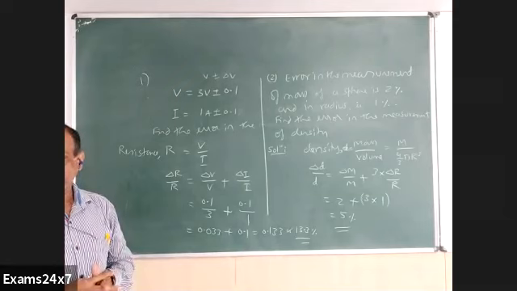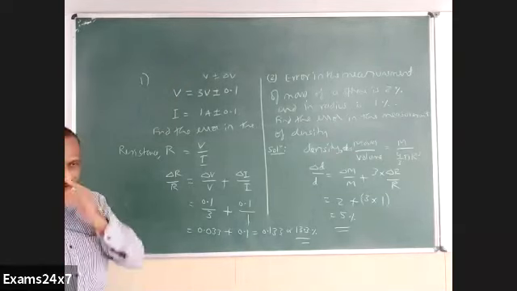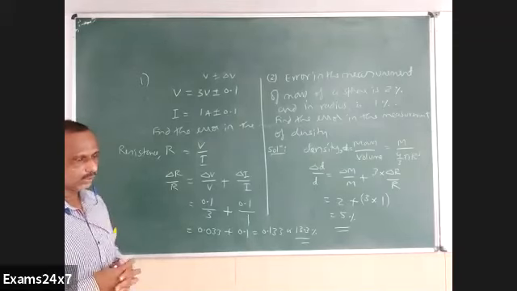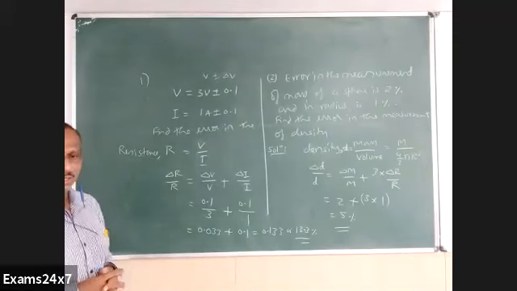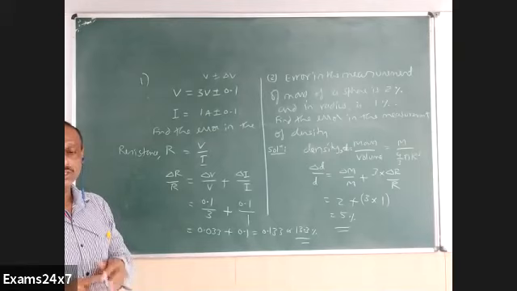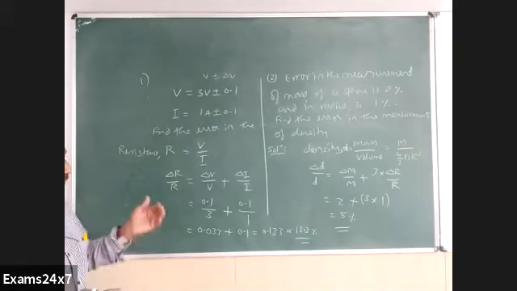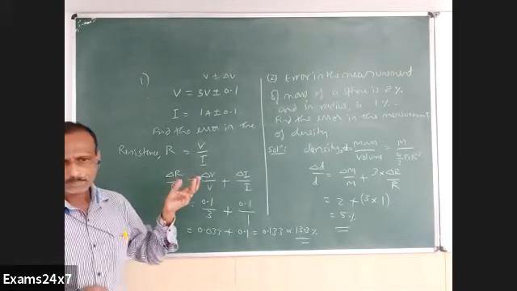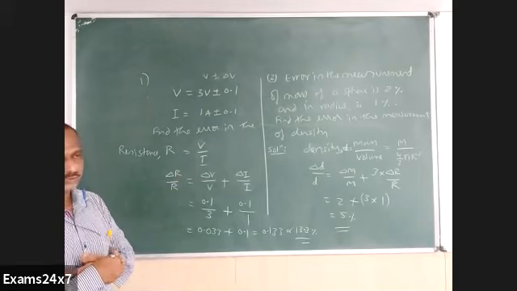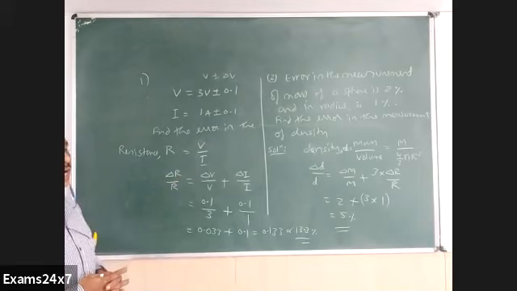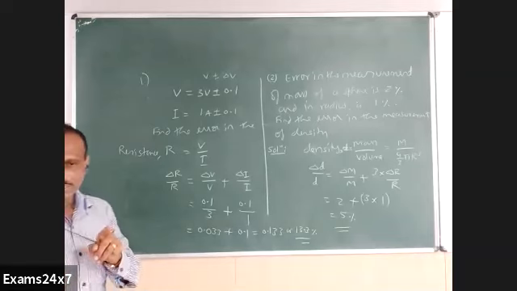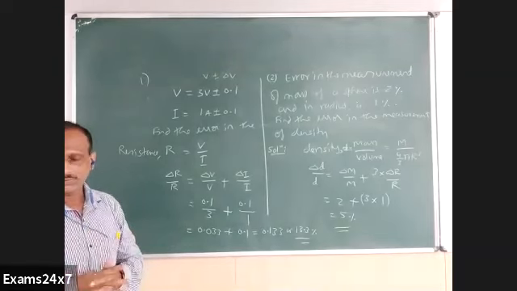2 pi r l. L is the length. 2 pi r l. Correct. So what is the volume formula for cylinder? No. That is for sphere, 4 by 3 pi r cube. For a cylinder, 1 by 3 pi r square h. No. That is for cone you are telling. So for cylinder, it is just pi r square L. Pi r square is the cross sectional area, L length becomes the volume of a cylinder.